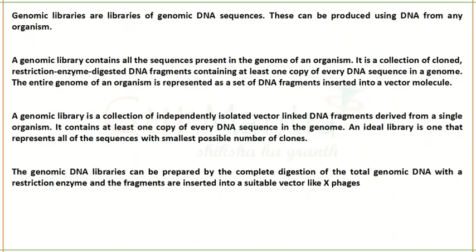A genomic library is a collection of independently isolated vector-linked DNA fragments derived from a single organism, which means from a single organism we are going to isolate a genome, the total genome. That will be cut into small fragments, DNA fragments, and those fragments will be inserted into the vector independently. This will form a genomic library. It contains at least one copy of every DNA sequence in the genome. An ideal library is one that represents all the sequences with the smallest possible number of clones.